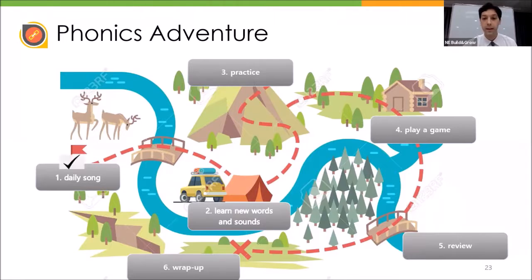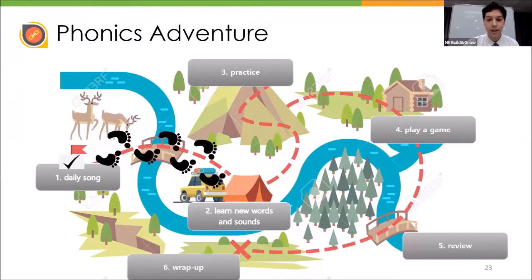Okay, so another thing you can do is after you complete each of the different parts of your lesson, you can check them off. Okay, and this will give the students a sense of achievement, right? So we've done this all together. Yay, good job, everybody. Wonderful work. Now let's walk across the bridge and get to our next phase of the lesson, learning new words and sounds. Okay.